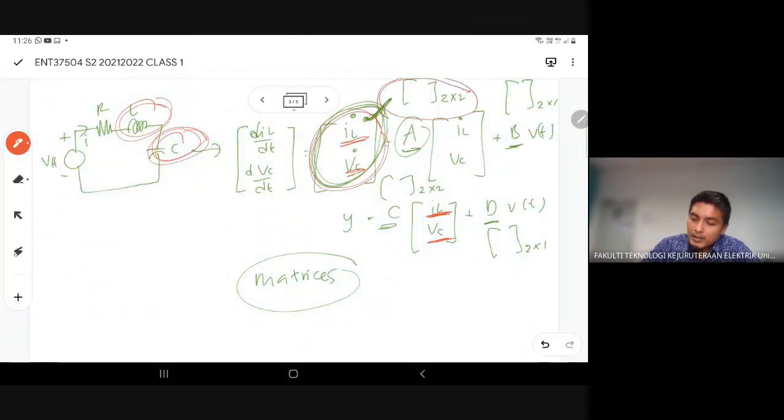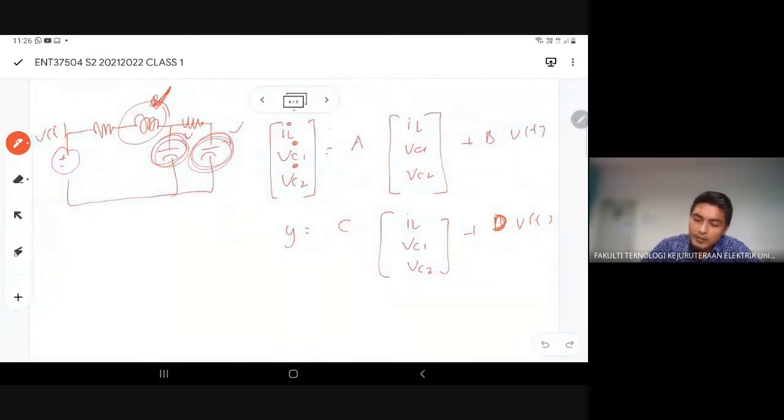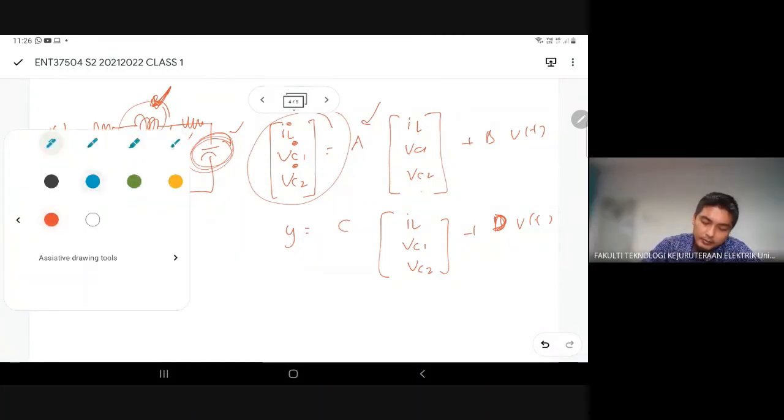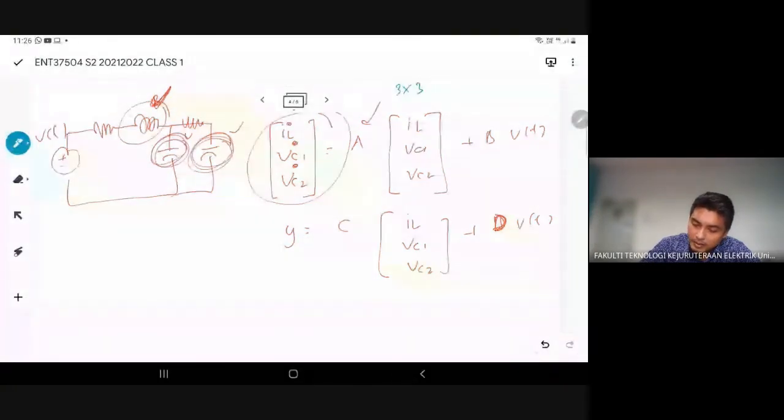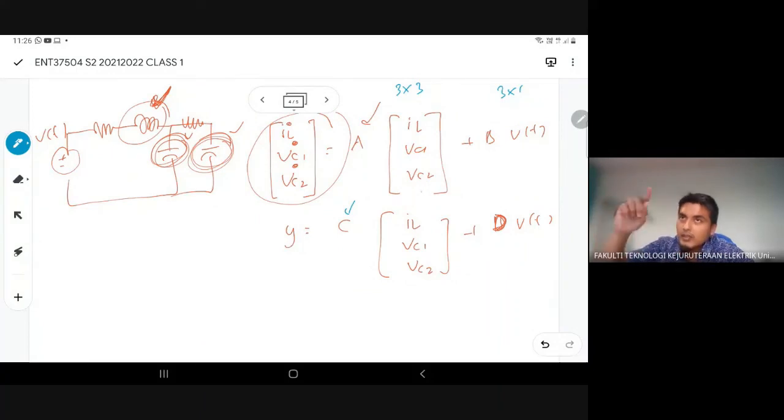Now if you still look here, if you have two derivatives of state variables, the matrix A here will be 2 by 2. How about this one? If you have 3 derivatives of the state vector here, what is the dimension of your A matrix? 3 by 3. So this one will be 3 by 1, and this also will be 1 by 3, if I'm not mistaken.